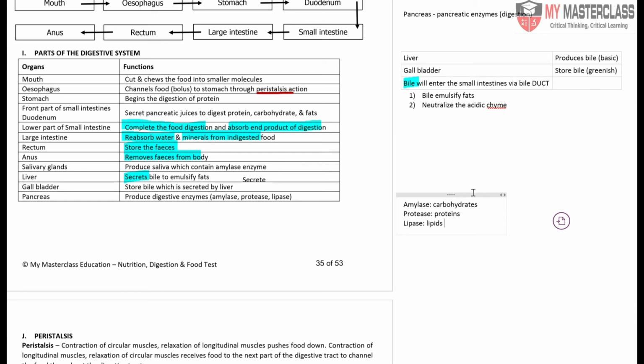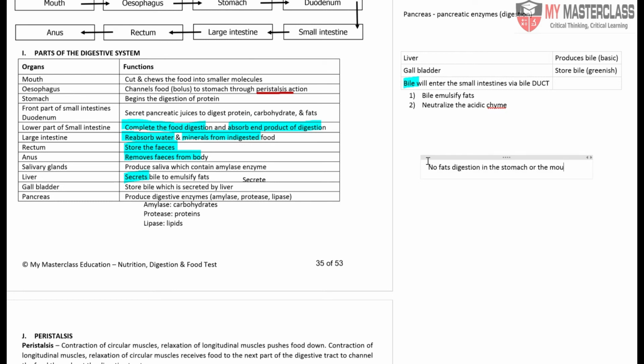Okay, so what you realized up till here is that there is no fat digestion in the stomach or the mouth. Okay, so which means that the fat digestion begins where? It begins in the small intestines. Okay, so moving on to the next section of your notes.